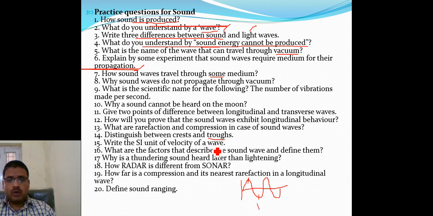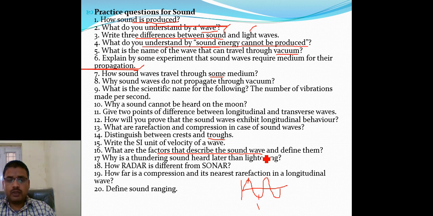Velocity means meter per second. The SI unit of velocity of a wave is meter per second. What are the factors that describe the sound wave? Different factors like solid, liquid, gas. On the basis of these solid, liquid, gas, the sound waves are defined here.